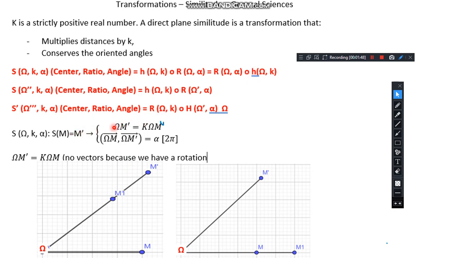Here in similitude, we don't put vectors. Why don't we put vectors like this? Because omega M prime and omega M are not on the same line. So we put vectors only in homothety, we don't put them in similitude.